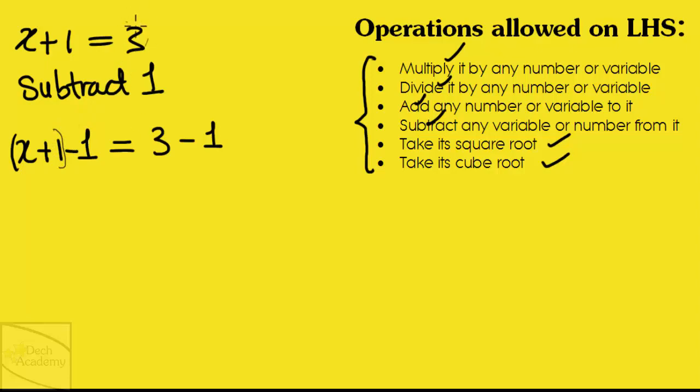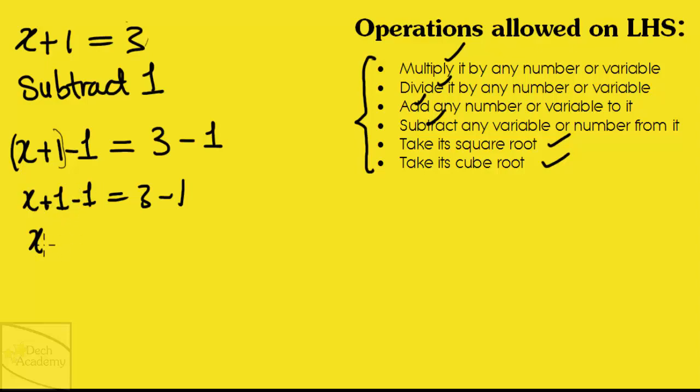Our right hand side term was 3, which is here. But we've subtracted 1 from the left hand side term, and we've done the same to the right hand side term to preserve the equality, which is why the equal sign stays here. Now simplifying this gives, if we drop the bracket here, x plus 1 minus 1 equals 3 minus 1. Now we can just simplify, what's 1 minus 1?